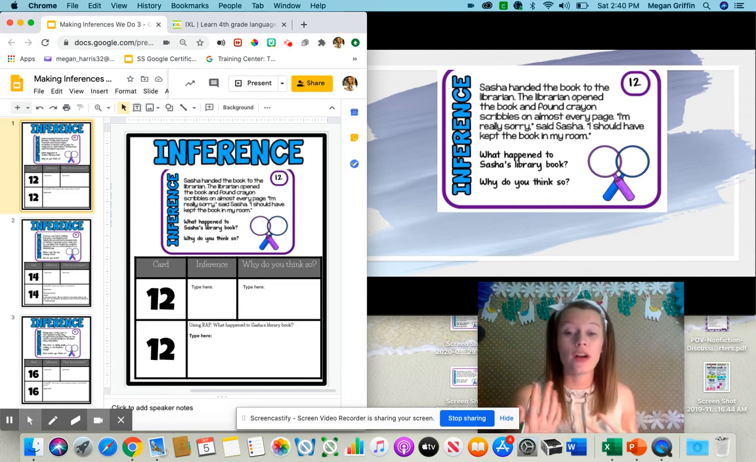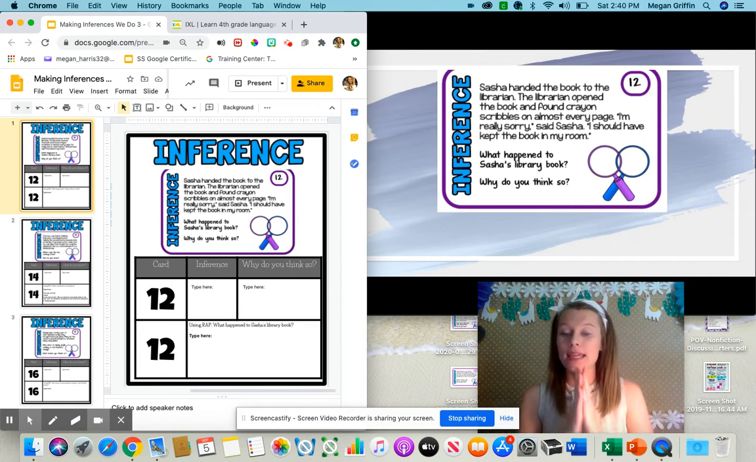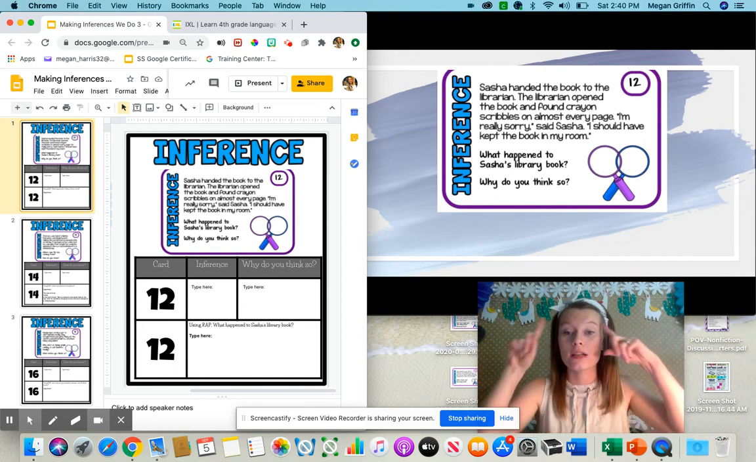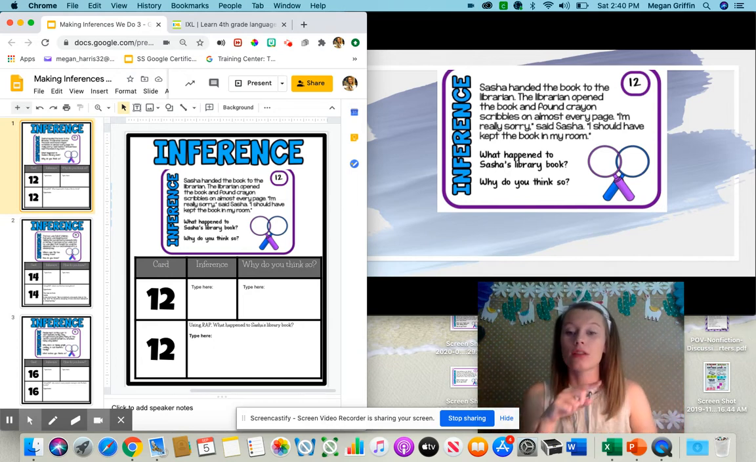So here's our question. We've already answered it, right? What happened to Sasha's library book? When I'm making an inference, I pull clues from the text and my background knowledge and put them together to make an inference, okay? So let's find some clues in the text. The book was full of crayon scribbles on almost every page. And then Sasha says, I should have kept the book in my room.